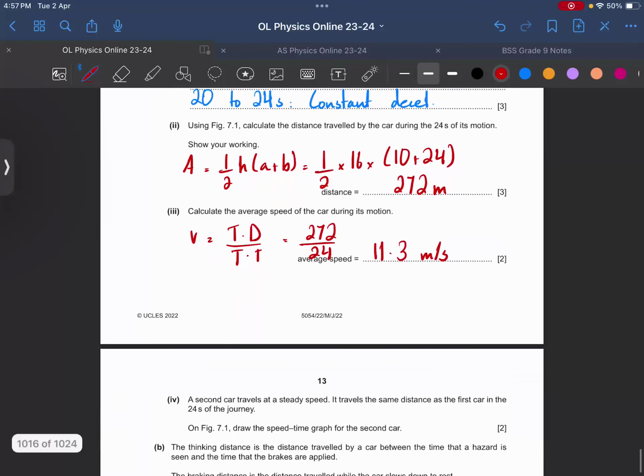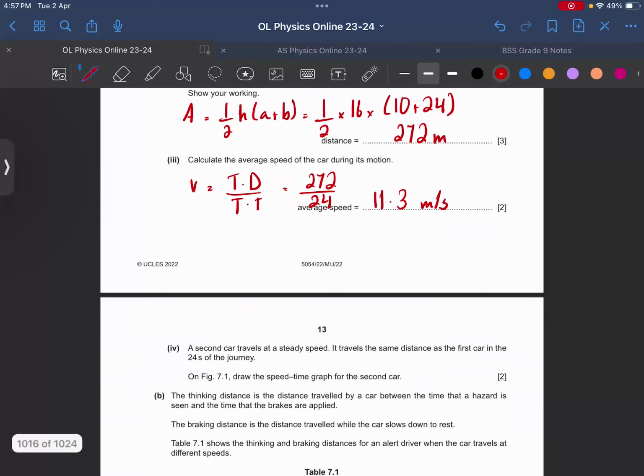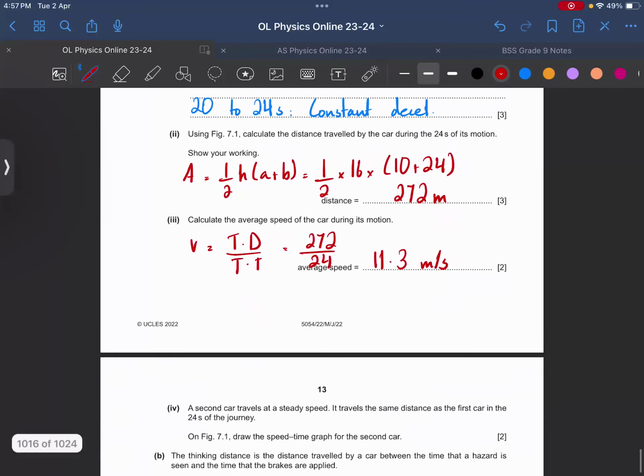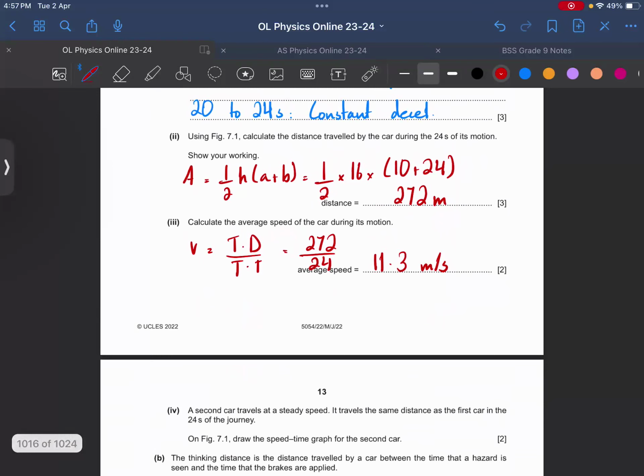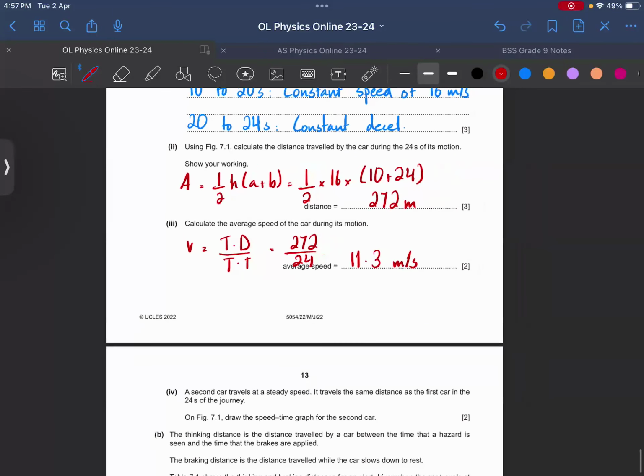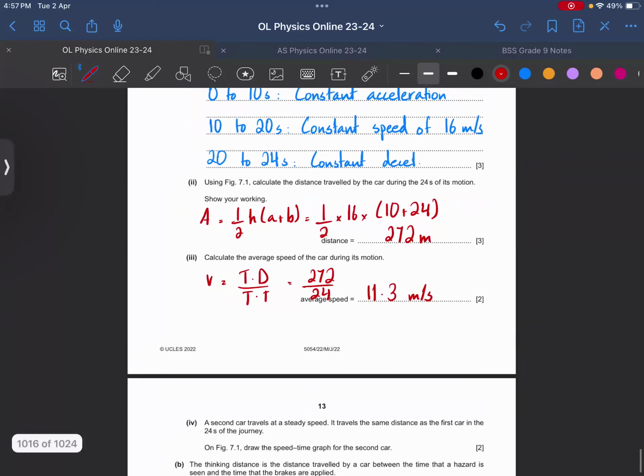Now part 4. A second car travels at a steady speed. So its speed throughout is the same. It travels the same distance as the first car in the 24 seconds of its journey. Draw the speed time graph for the second car. Average speed का idea ही ये होता था कि if you want to cover this entire journey just at one speed, you have to go at the average speed.